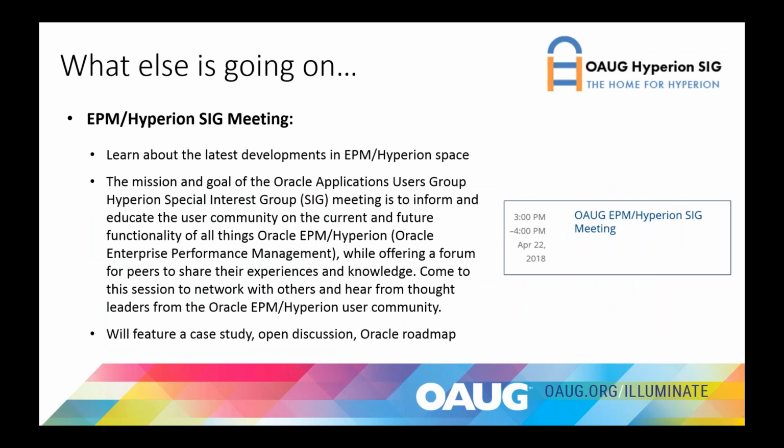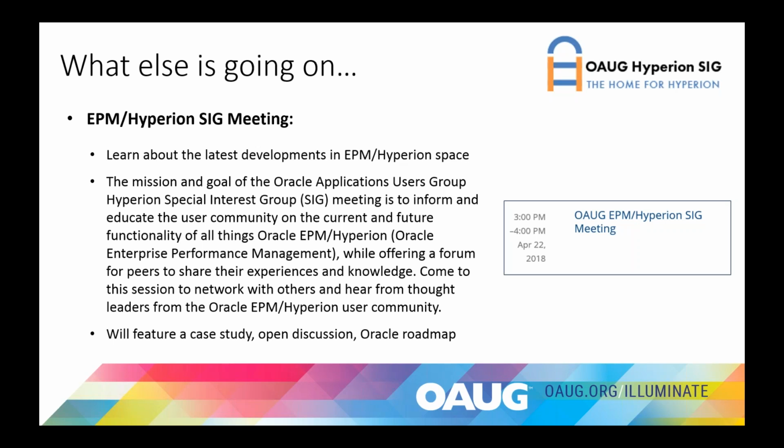Okay, so that was an overview of some of the sessions. What else is going on at Collaborate as far as EPM? A big thing is the SIG meeting. It's listed as a session. It's 3 o'clock on April 22nd, which is that Sunday. I always try to get this scheduled later in the day on Sunday so people have time to get there. But it is 3 o'clock.